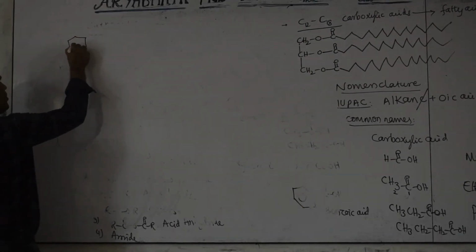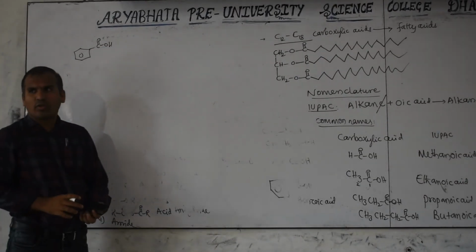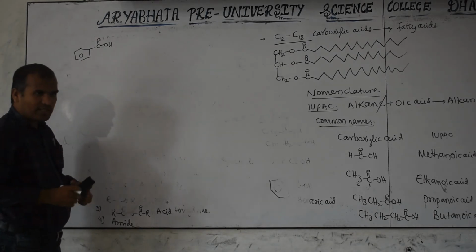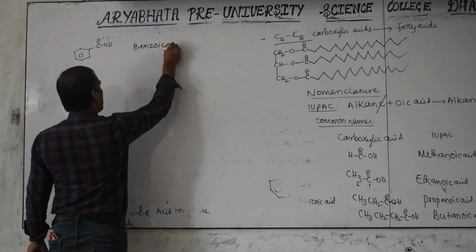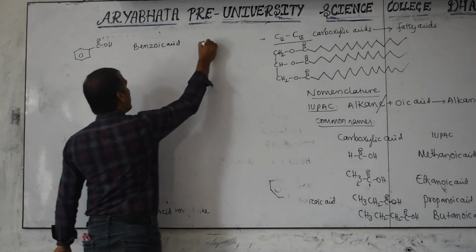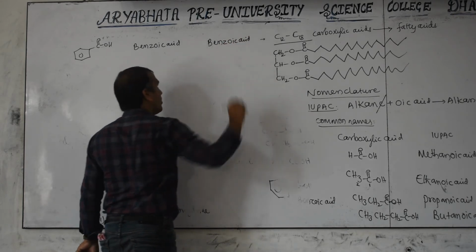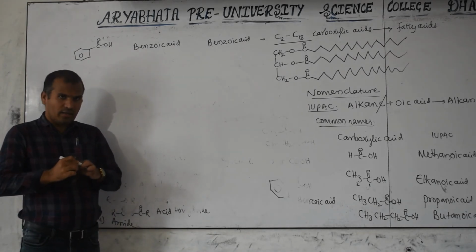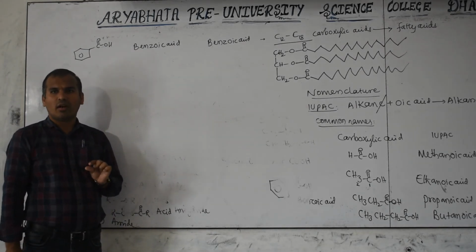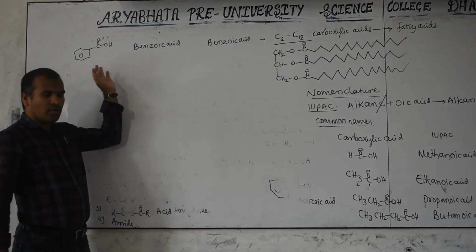Now take the aromatic one: C(=O)OH on a benzene ring. Generally you call this benzoic acid. The common name is benzoic acid, and the IUPAC name is also benzoic acid. Both are considerable. But in some cases, if an aldehyde group or carboxylic group is on the ring, you have to use the cyclic group first, then its name.